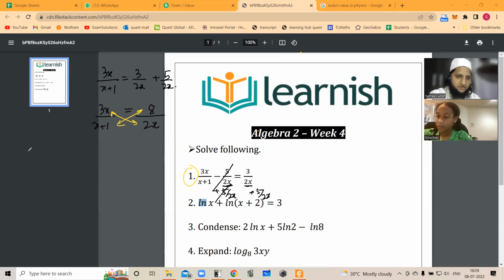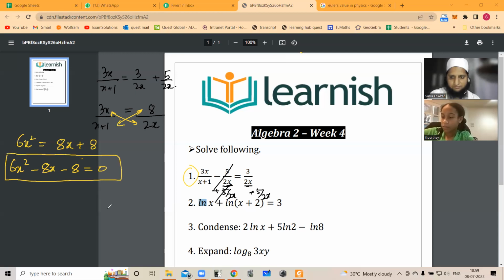So 3x times 2x will be 6x squared. Oh, x squared, yes. And then 8 times x plus 1 will be 8x plus 8. Right. And this will be a quadratic equation. You can take the other things to one side: 6x squared minus 8x minus 8 equals 0. Am I right? Yes. So we need to calculate the value of x, right? Yes. And this is a quadratic equation.